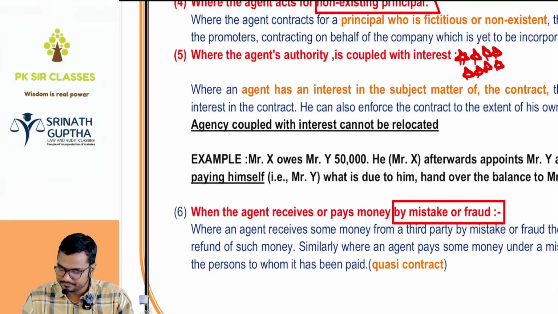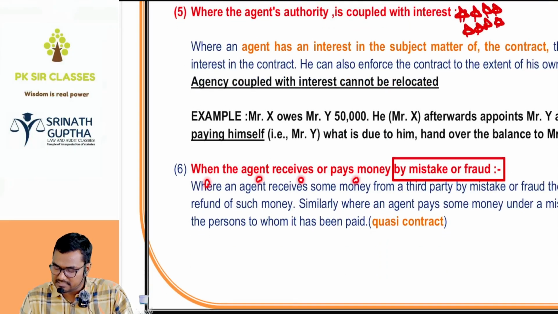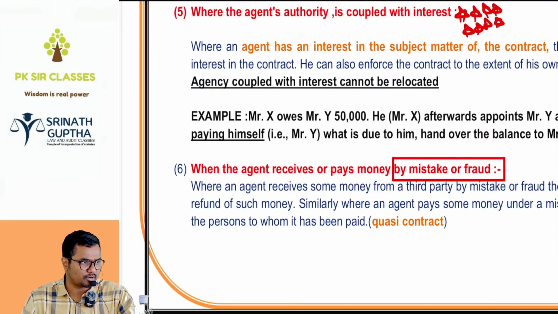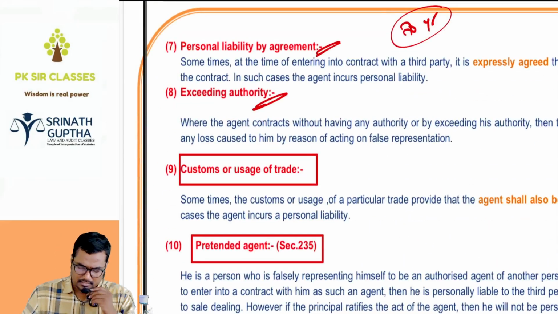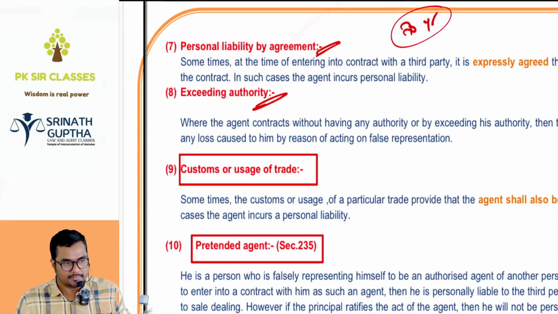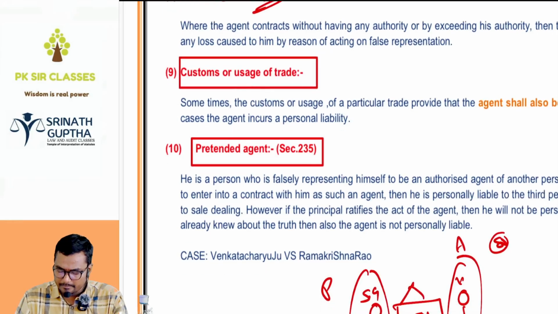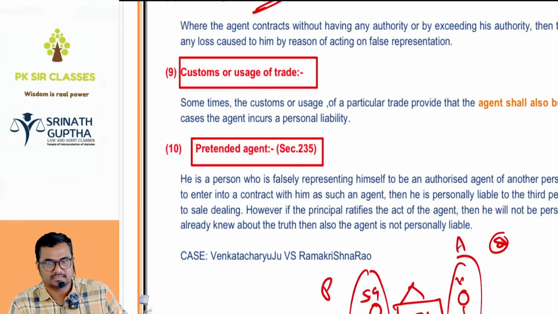Just like that. Done. Next, where the agent receives or pays money by mistake or fraud. The agent is doing the fraud, then who will be liable? Beta? Agent only is liable, if it is not related to the principal's business. Next, personal liability by agreement. By express agreement, the agent said, I will take the personal responsibility, then the agent is liable. Exceeding authority: if the agent is acting within his authority, who will be liable? Principal. If the agent is acting beyond the authority, and by customs and usages. Because of the trade custom also, the agent may be personally liable. Pretend agent. Pretending means acting. Okay, beta?